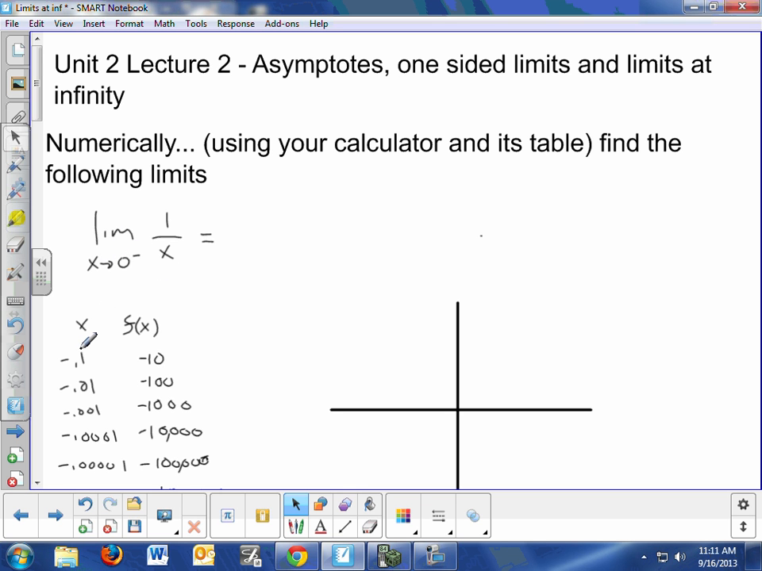So 0 from the left means numbers really, really close to 0 that are negative. So negative 0.1, negative 0.01, negative 0.0001. As I plug in these values, 1 divided by those numbers approaching 0 is getting really, really big. Negative 10, negative 100, and I keep multiplying by a factor of 10 as I get closer. What's going to happen if I keep adding zeros and keep approaching 0 from the left? It's going to get bigger and bigger, and it's going to approach negative infinity.